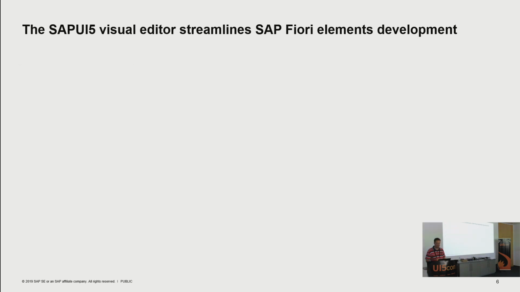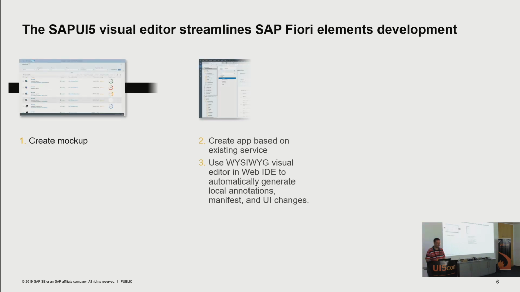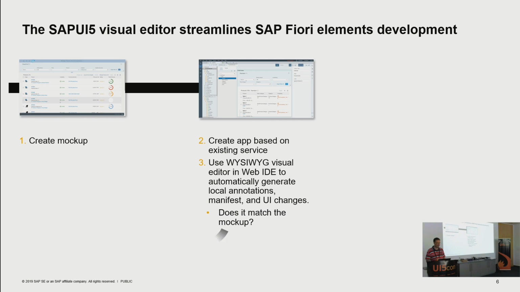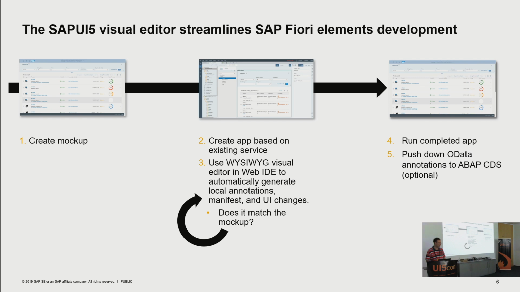Our idea for the future is that you get your mockup, and then you do not leave the Web IDE. You start in the Web IDE and create your applications there based on the existing OData service. Then, in a WYSIWYG way, you develop your app with all the artifacts automatically created by the tool in the background, and you can iterate on that. You immediately see the effect of what you are doing on the real application, and you can do that until you are finished, and then your final app is exactly like you wanted it from the mockup.